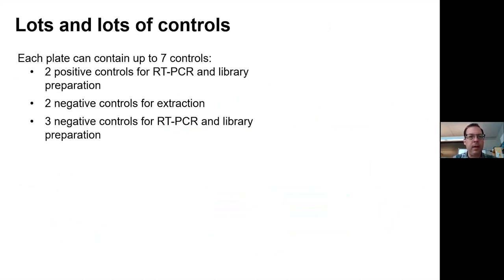Okay, so going back to the assay, we're basically running all these samples in a plate-based format, and each plate can contain up to 7 controls in a couple of groups, depending on the application. So we can have 2 positives for RT-PCR and library preparation. There's an additional 2 negative controls for extraction, which are basically either water or ideally viral transport media with no sample going into the extraction step. And then 3 negative controls for the RT-PCR and library preparation.